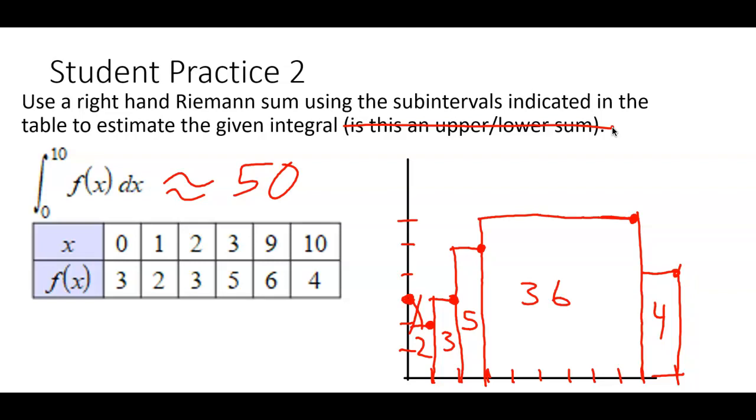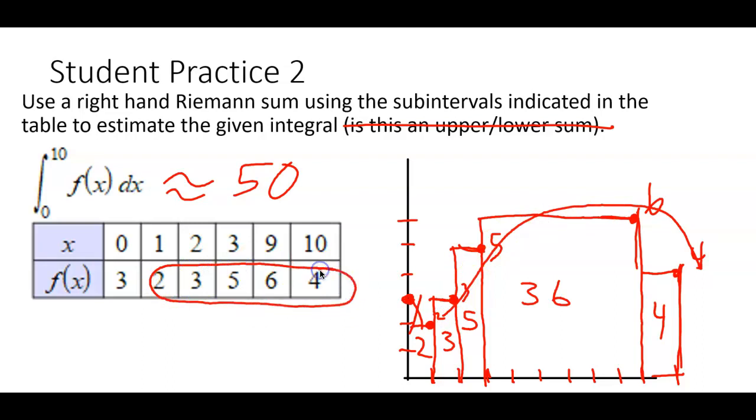Ready? Now, what is the height of this rectangle here over here? What's the height of this rectangle here? How about this one? How about this one? Do you guys see those numbers 4, 6, 5, 3, 2?